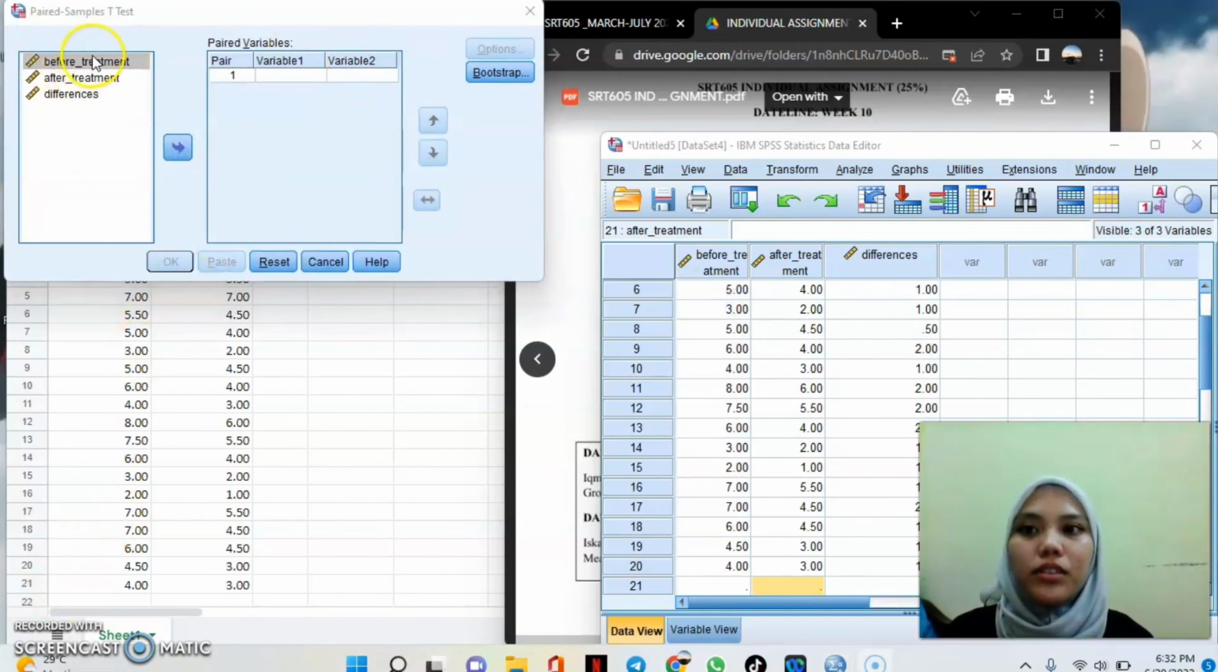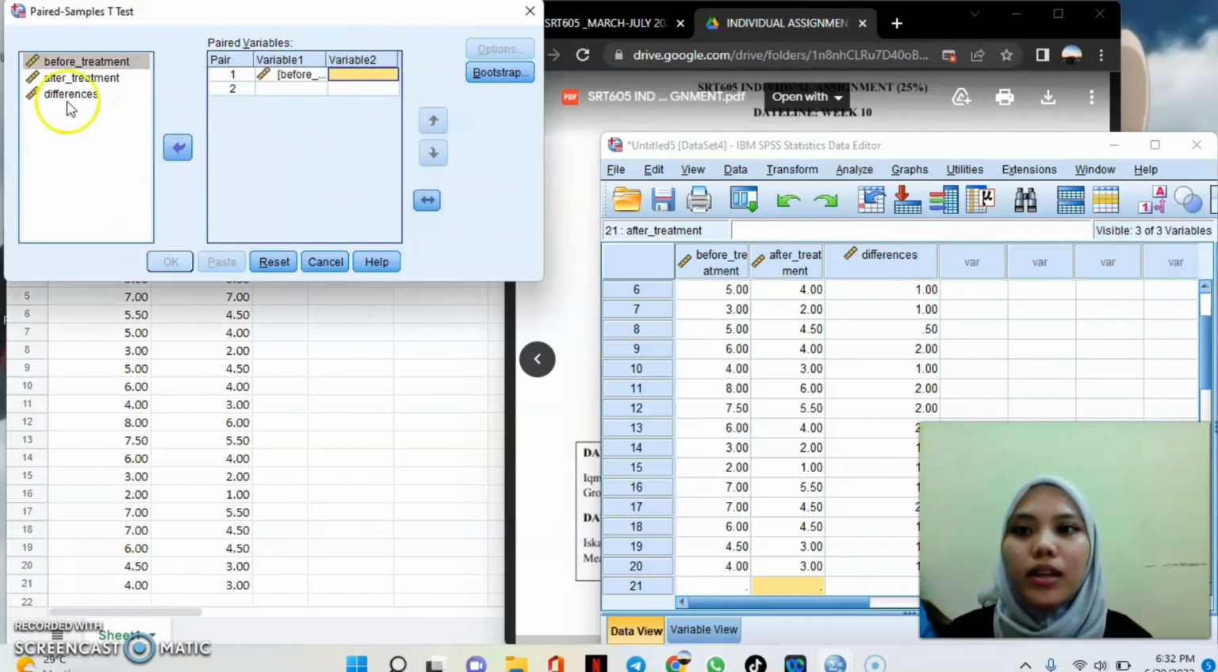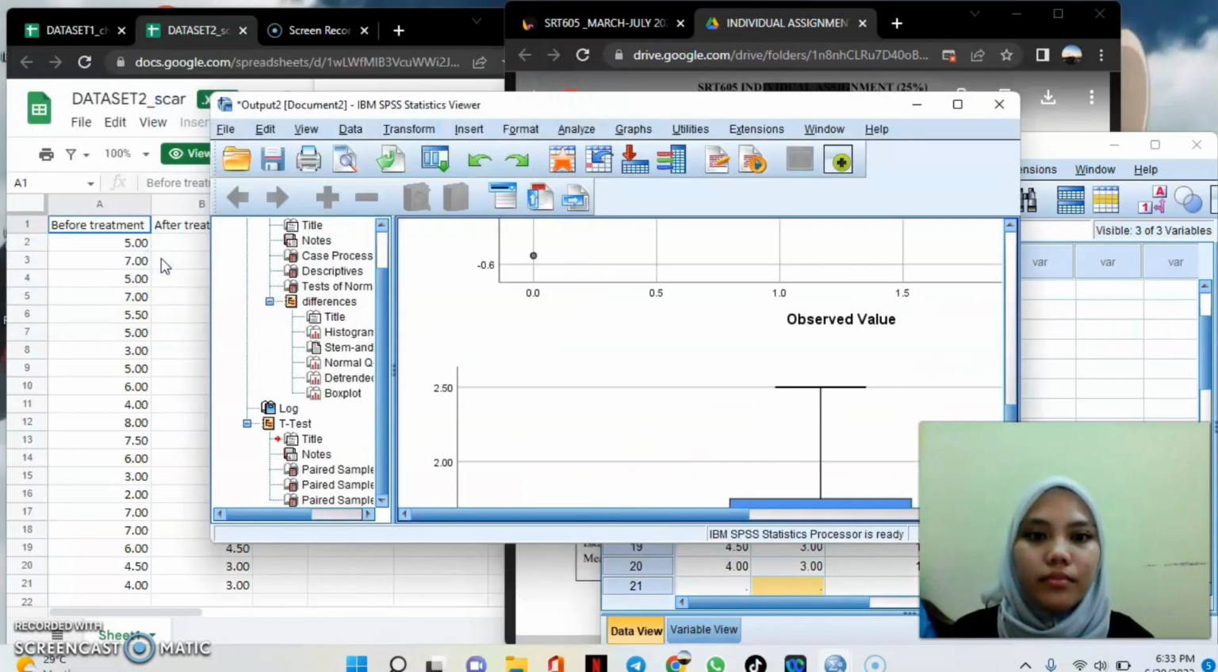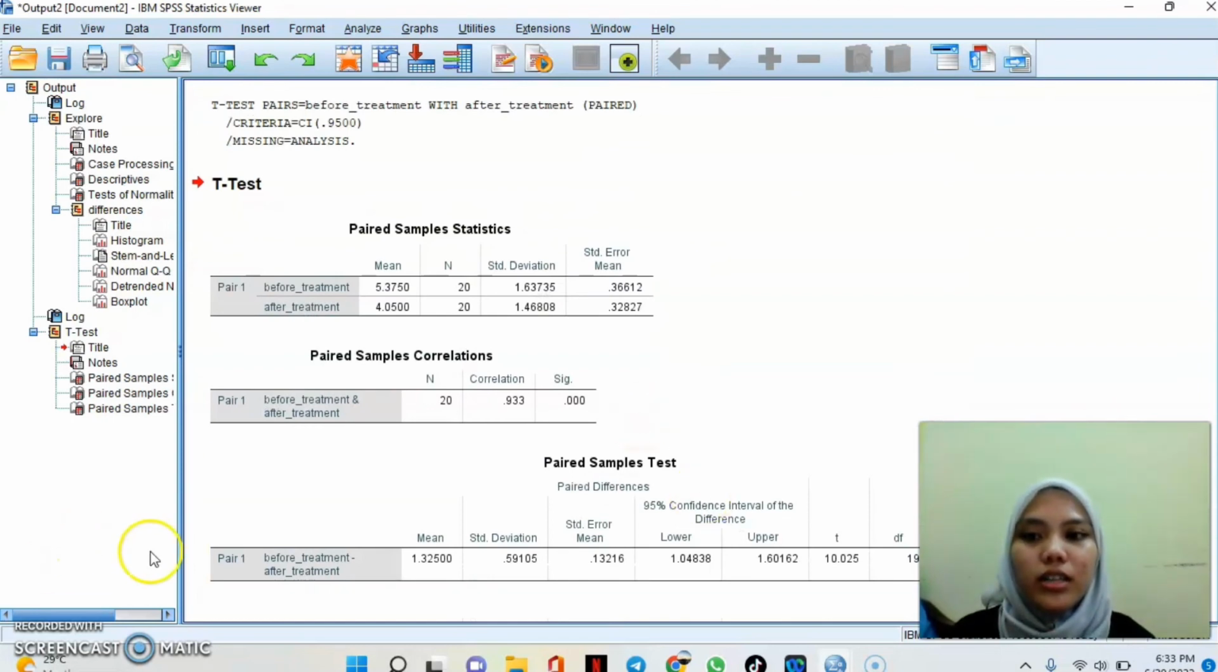And then for the before treatment, we put it as variable 1, and the after treatment as variable 2. And then Options and Bootstrap, we just ignore it, and OK. And then we're gonna look at the t-test. So here is the paired samples statistics. Okay, as you can see from the result, there is a change of scar area of the burn patient before and after treatment. We can conclude that the treatment can reduce the mean scar area of the patient.